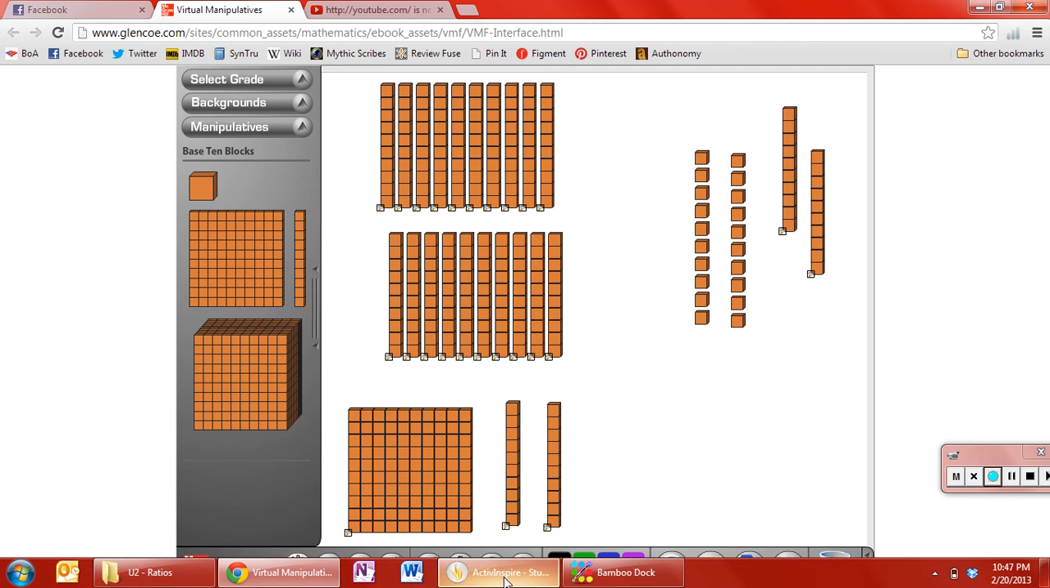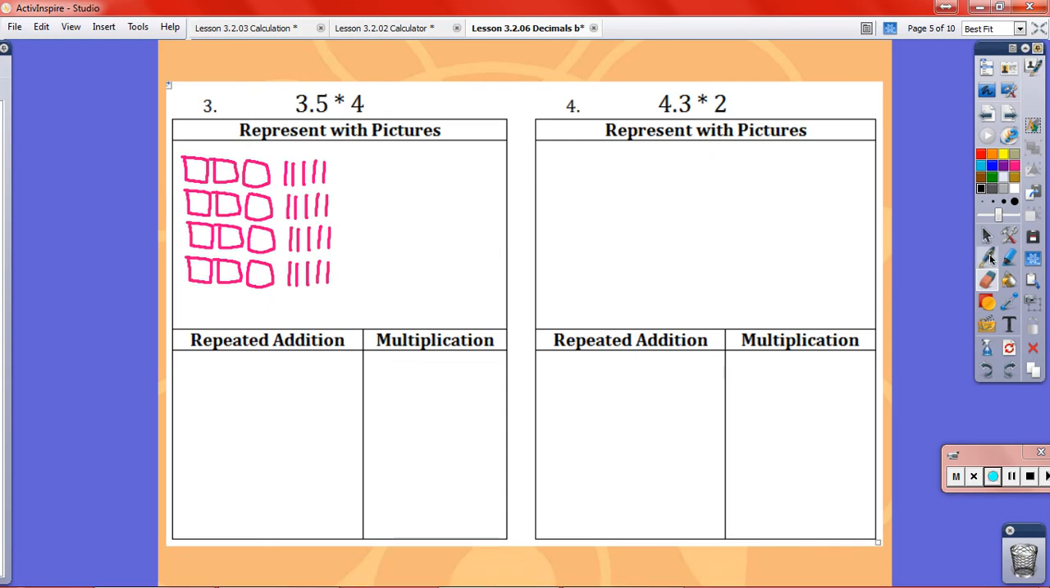So that means that whenever I get 10 tenths, I can cross it out and replace it with a whole. So this is 1, 2, 3, 4, 5, 6, 7, 8, 9, 10. I'm going to replace that with a whole.